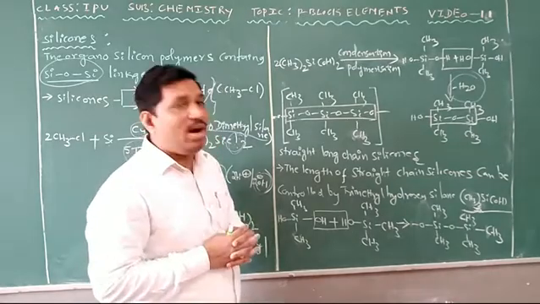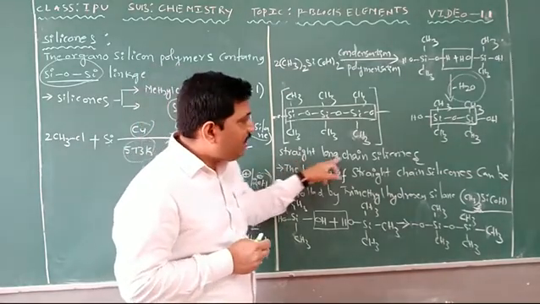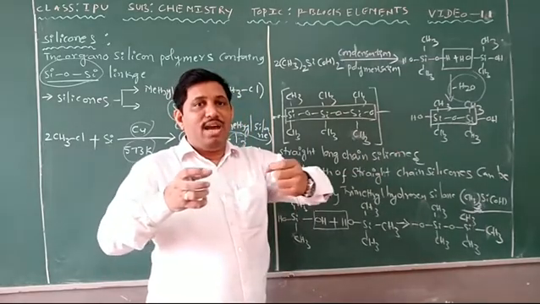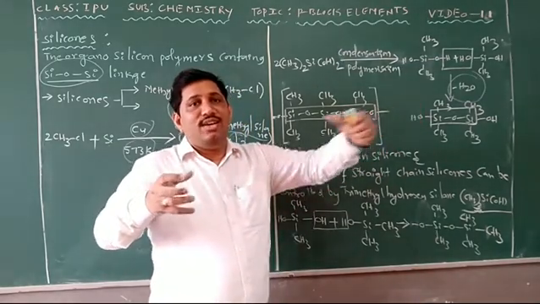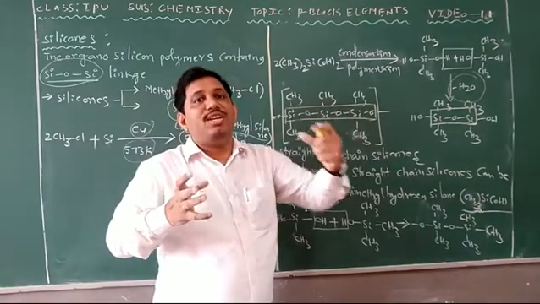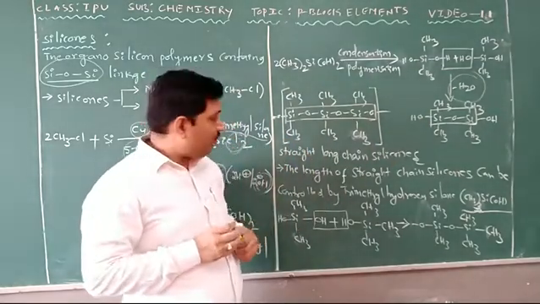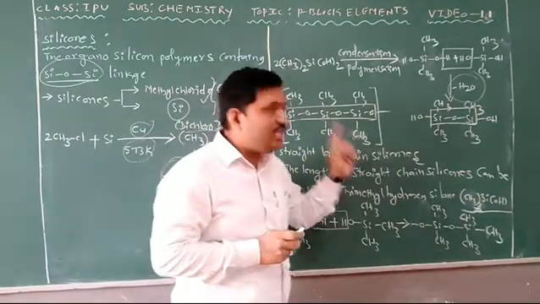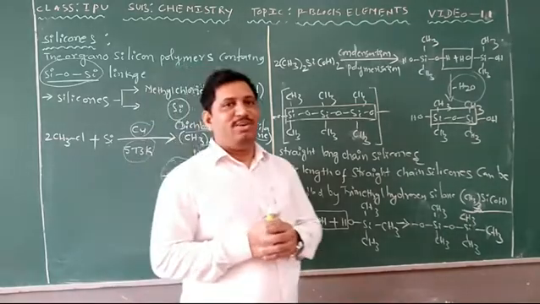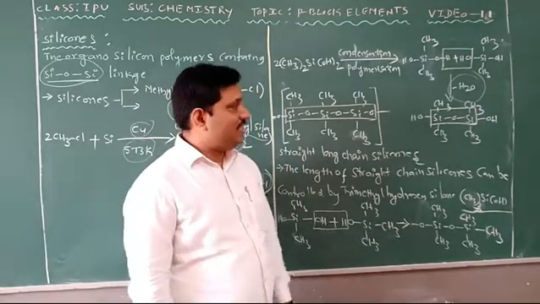Hence, this type of compounds are known as straight long chain silicones. As the number of dimethyl dichlorosilane units increases, the length of the silicon-oxygen-silicon chain also increases, and the silicone chain also increases. Due to this reason, these are also known as straight long chain silicones.